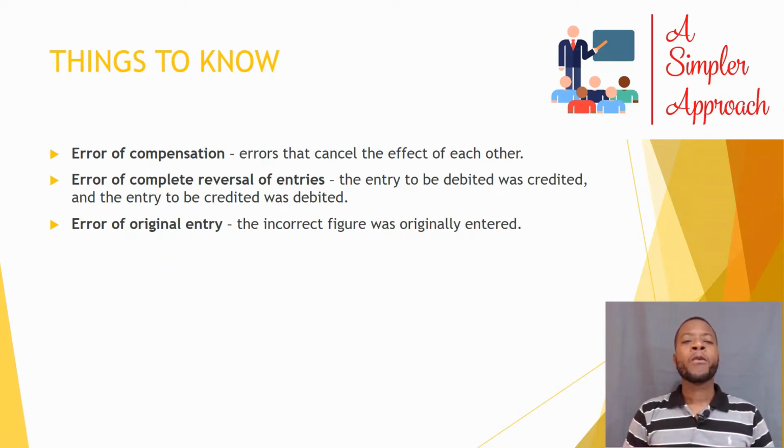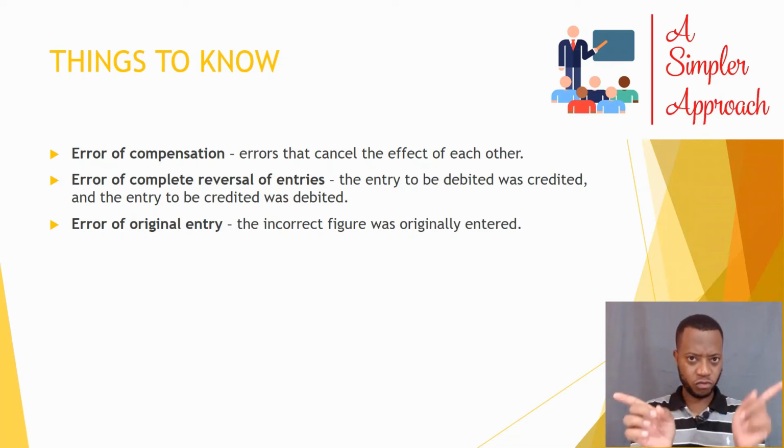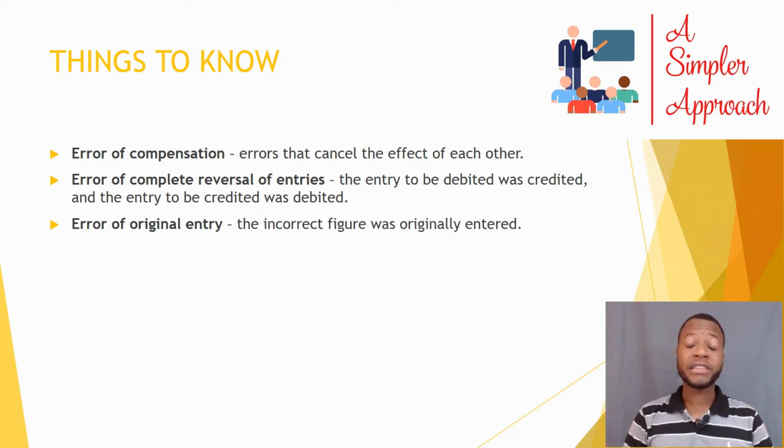Number five, we have error of compensation or compensating errors, and this happens when you have errors that cancel out each other. Their effects cancel out each other. Number six, we have error of complete reversal of entries. That is where the item that is supposed to be debited was credited, and the item that was supposed to be credited was debited. So you can see the complete reversal there. You get the point. Last one is the error of original entry. That is where the incorrect figure was entered from the get-go.